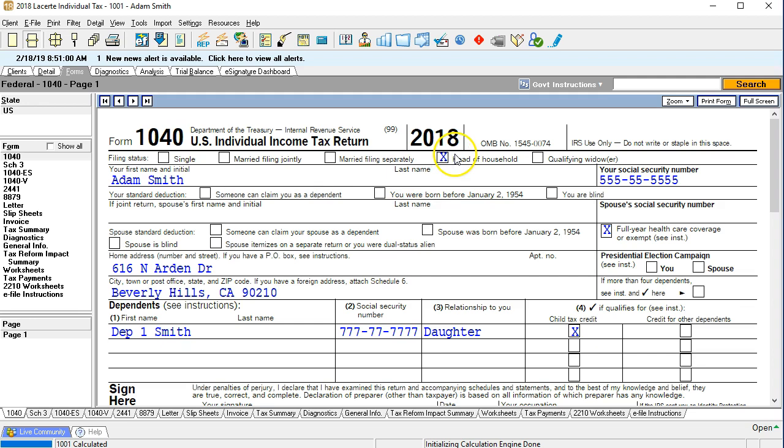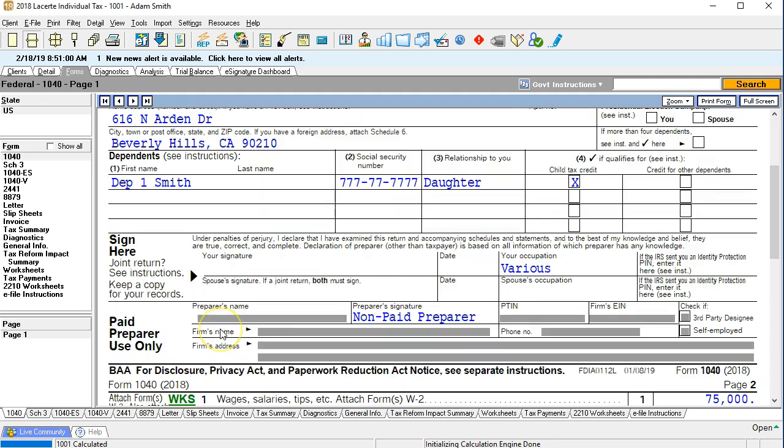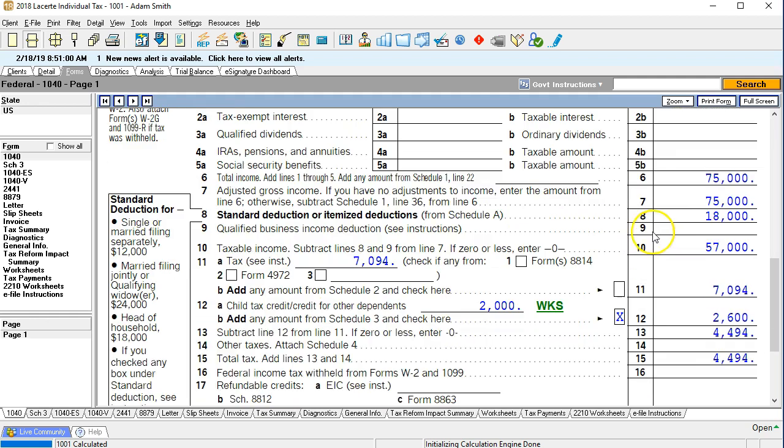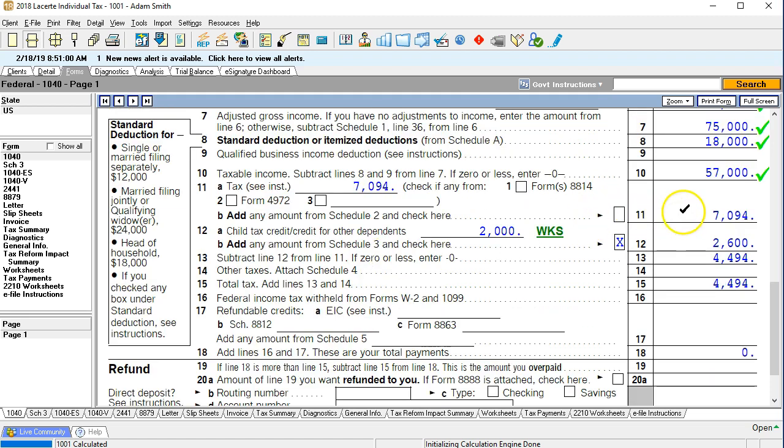We have our head of household filing individual here. We've got the one dependent. We're going to say that the income is $75,000, and then the adjusted gross income also $75,000. Standard deduction because of that dependent is head of household status $18,000, bringing the amount of taxable income to $57,000. Tax being calculated at $7,094. So there's the $7,094.